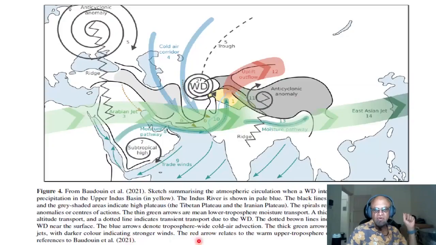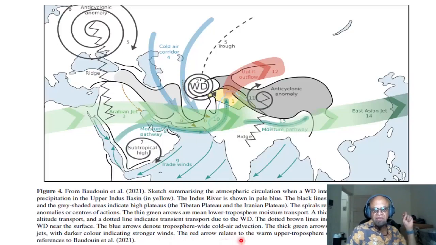The blue arrows denote troposphere-wide cold air advection. The thick green arrows represent the upper troposphere jets. So this is the Arabian jet here and the East Asian jet here. Okay, that's the green, with darker colors indicating stronger winds. So here you get the accelerating winds here.